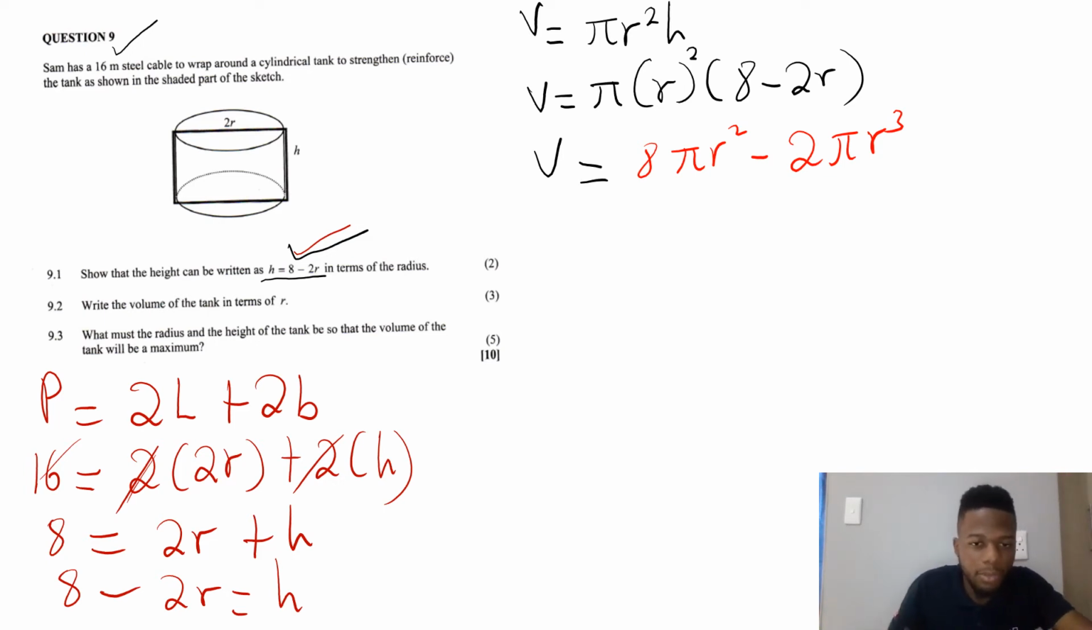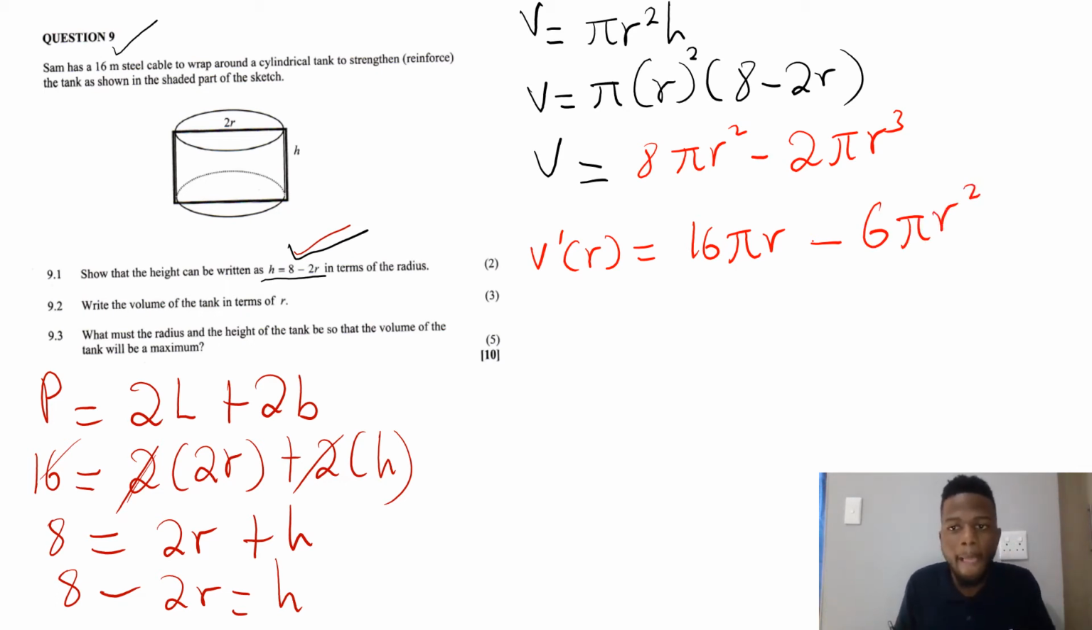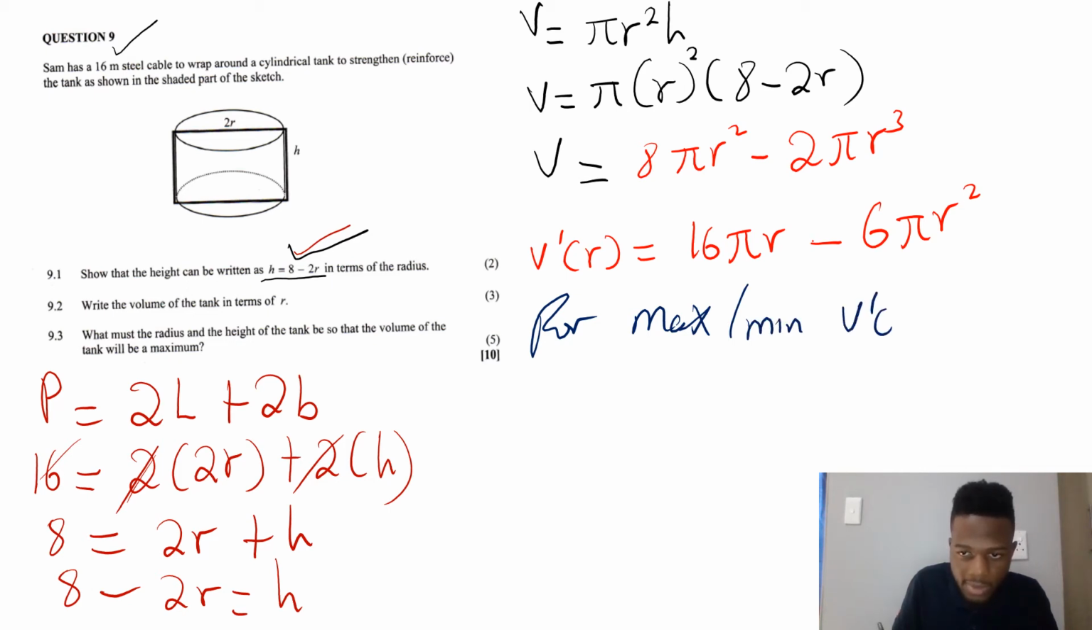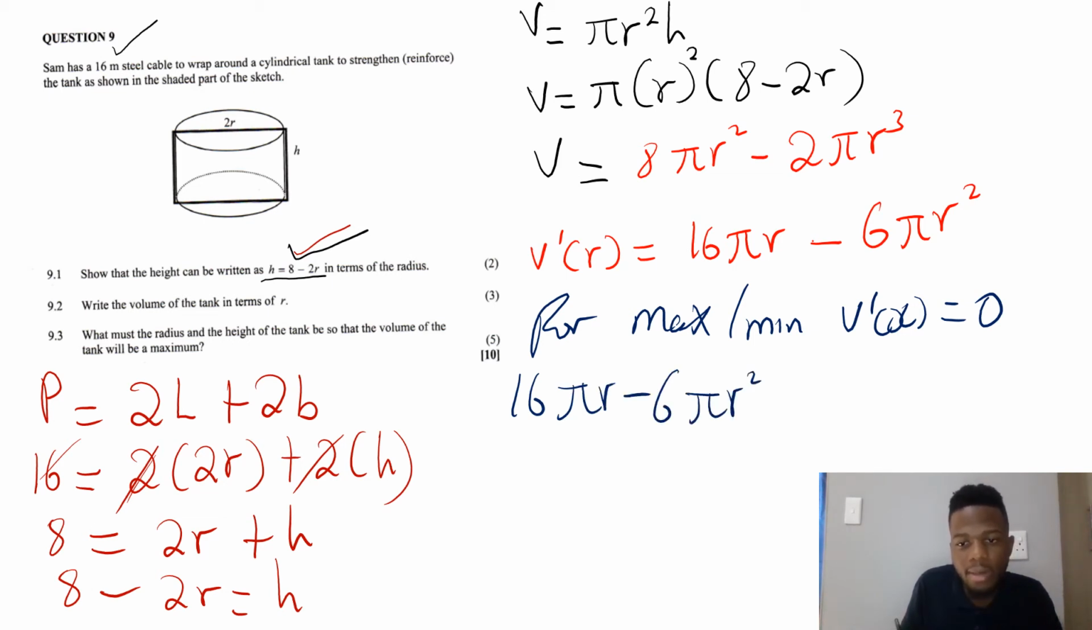Okay, for a maximum volume, we have to start by differentiating this. So we have to differentiate our volume with respect to r. Then we're going to have 16 pi r minus 6 pi r squared. We just differentiated this one. And then for a maximum or minimum, the derivative is equal to 0. So this means 16 pi r minus 6 pi r squared is going to give us 0.